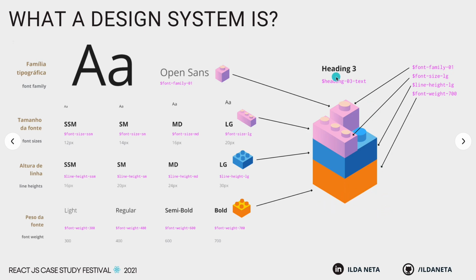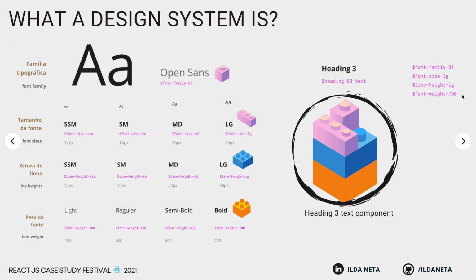Therefore, a component is created by merging one or more design tokens, as you can see here. And here we have the specifications about the heading 3 that has a font family 01, font size LG, line height LG, and font weight 700. And all these pieced together form the heading 3 text component.